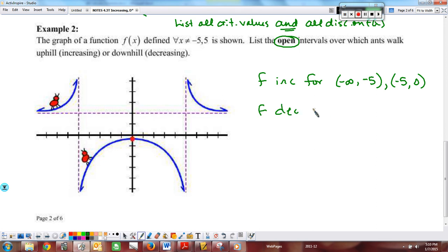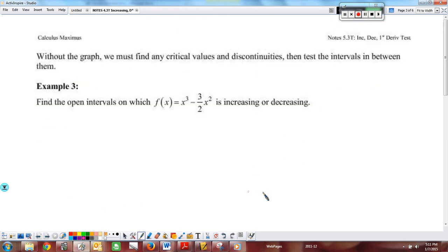Now he starts to walk down for 0 to 5, and then again because of the discontinuity he walks down again from 5 to infinity. And if we start going to the calculus part, every point on this curve would have a positive slope tangent line, and every point on these two sections of the curve would have a negative slope line. So this is pre-calculus. Look at a picture, tell me where it increases or decreases. Now we're going to calculus.